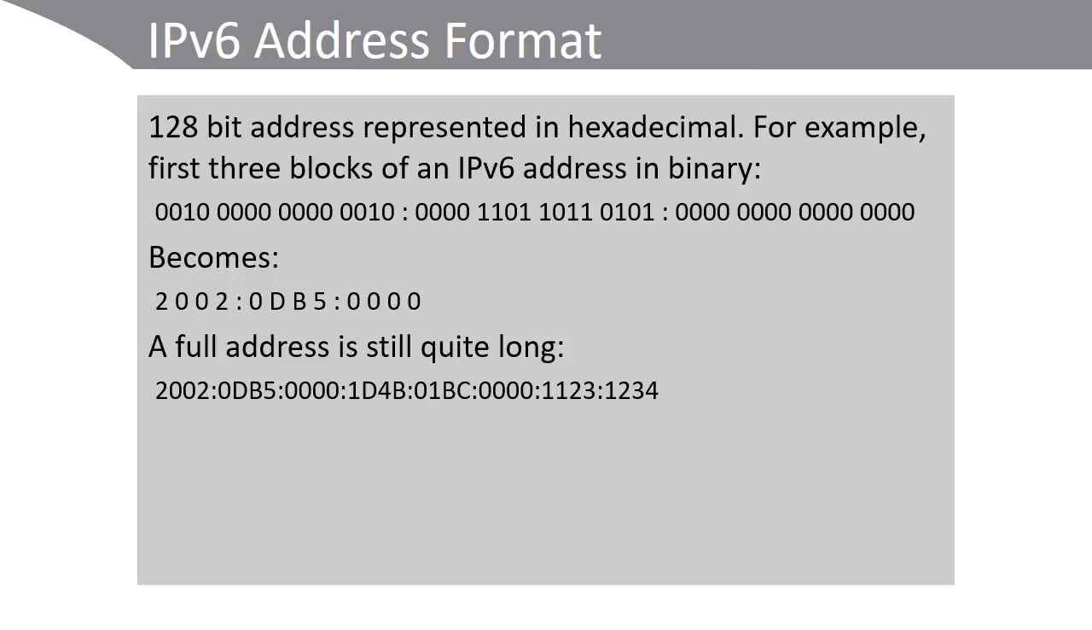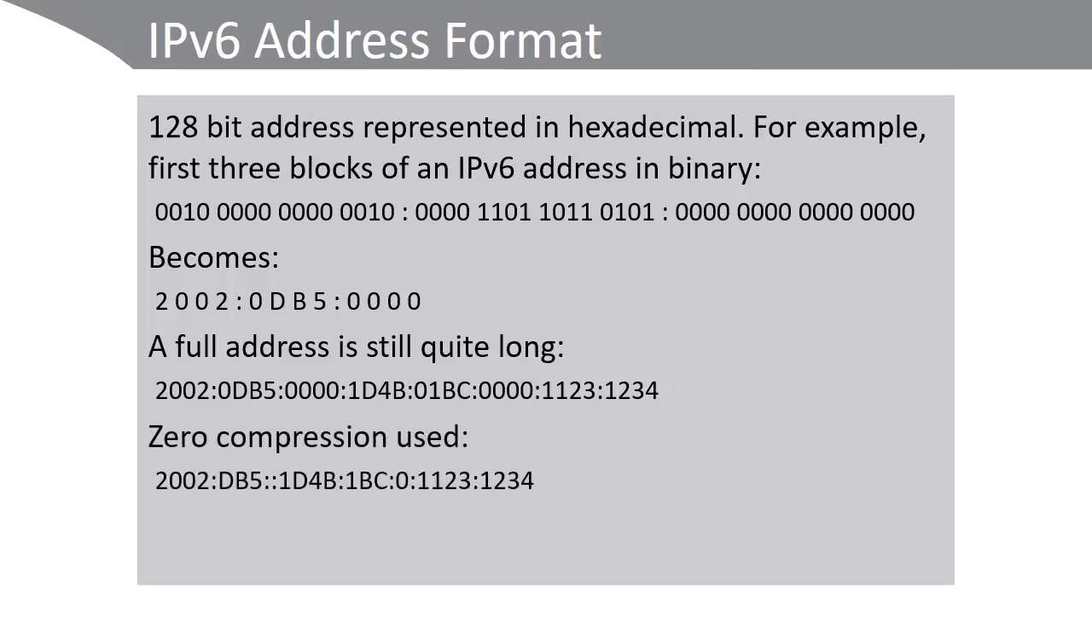It's not terribly difficult, for example, remembering you're in network 192.168.1. That's fairly simple. But remembering you're in network 2002, 0db5, 00001d45, etc. becomes quite problematic. So we can use zero compression. In zero compression, we take out the leading zeros. That shortens the address still further.